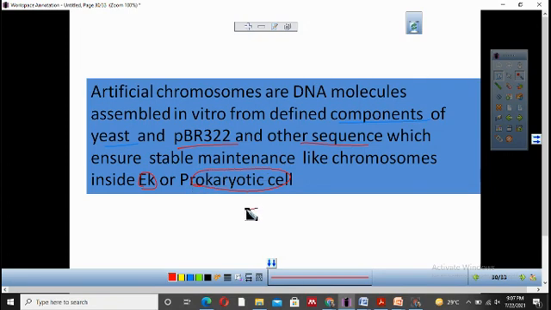Basically, the plasmid is circular, and the chromosome should be linear, so this plasmid is converted into the linear form. When it is a plasmid, it can be cloned within bacterial cells, and if it is linear, it can be cloned into yeast cells.